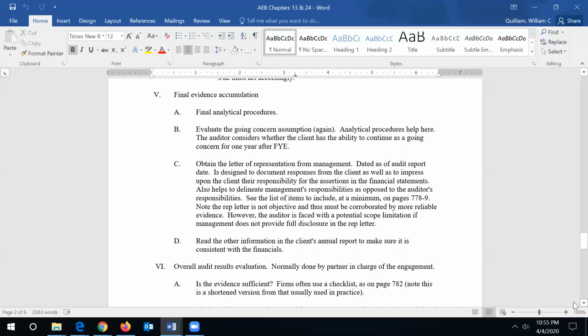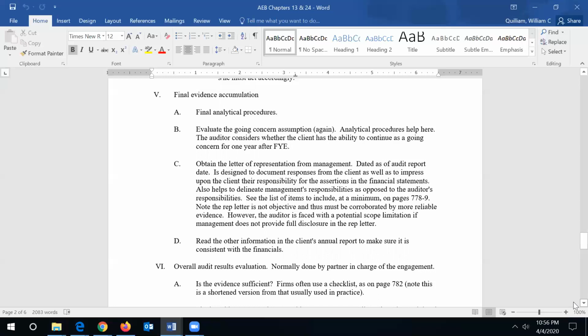We saw this back in Chapter 3, and we saw that if there is substantial doubt that the client can continue as a going concern, we have to bring this out in the audit report by adding a paragraph. So we're very concerned about that here, because after all, during this time of field work, the client's financial health could have declined.